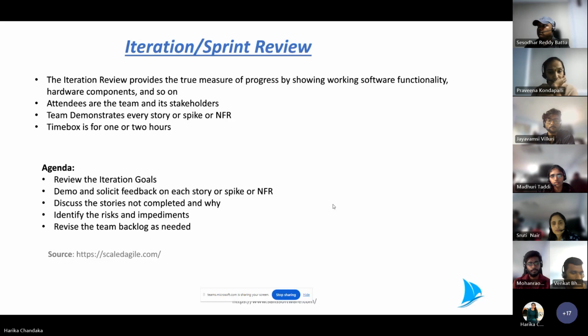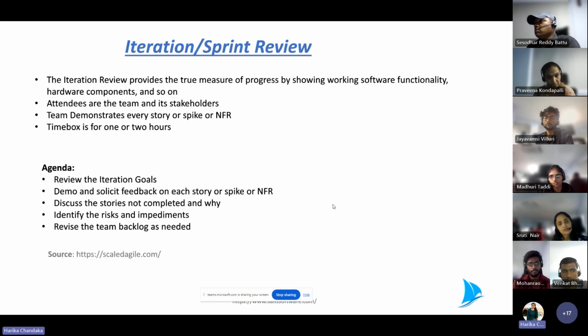So the agenda of this call would be: we should always review the sprint goals that we defined before we start the sprint. So what we planned versus what we have achieved. Then demo and solicit feedback on each story, spike, or NFR. Demonstration is a must, and every team member will participate in this. Discuss the stories not completed and why. We have to go back to the board in the review, and if something is not completed, we should be able to discuss why openly in front of the team.